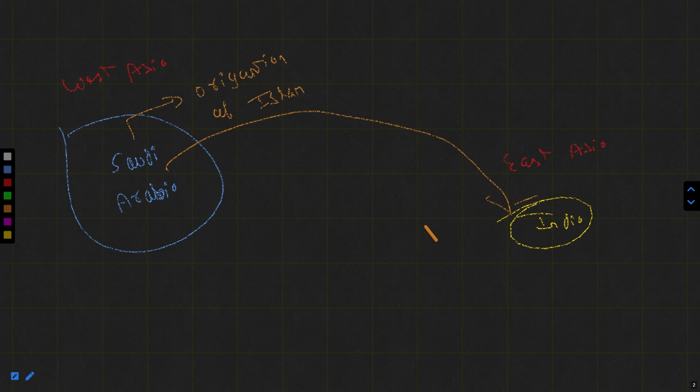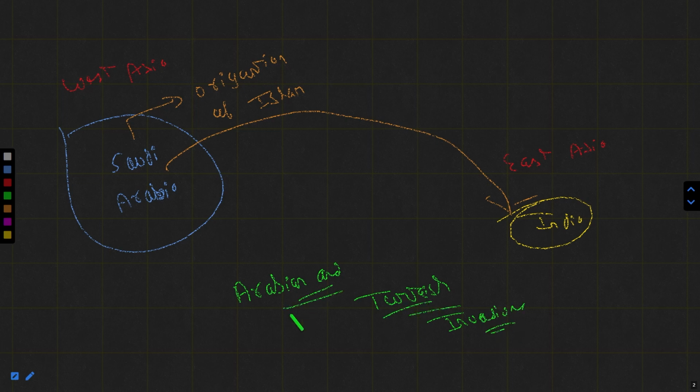That is what makes us very curious about learning of Arabian and Turkish invasions. Okay, now here you might get some doubt. We are aware of the word Arabian, because Saudi Arabia basically talks about Arabia. We had also discussed these things while discussing the origin of Islam. But what about the Turkish?